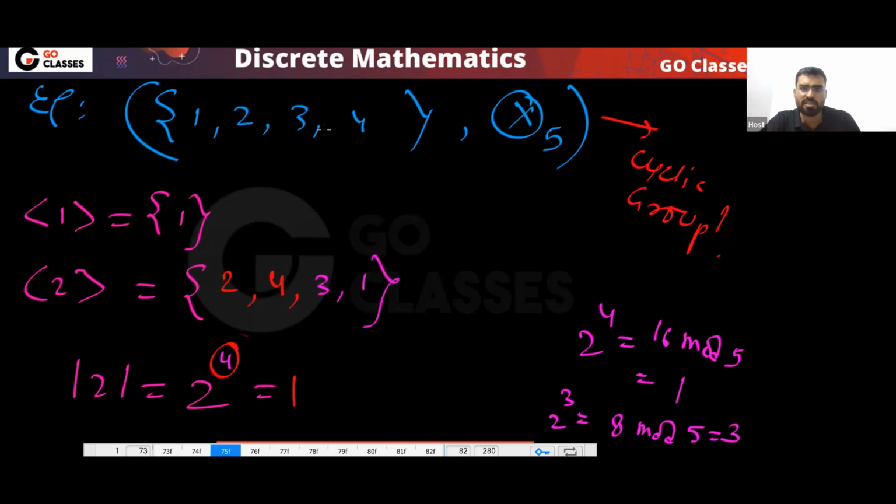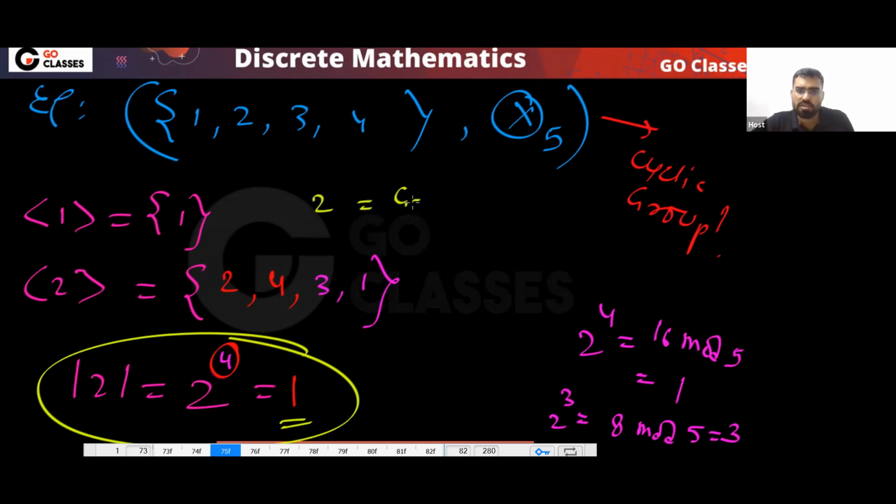So I can say 2 is the generator. This 2 can generate everything. Order of 2 is 4, the smallest positive integer such that you will get 1. So I can say this 2 is the generator. So this 2 is your generator.